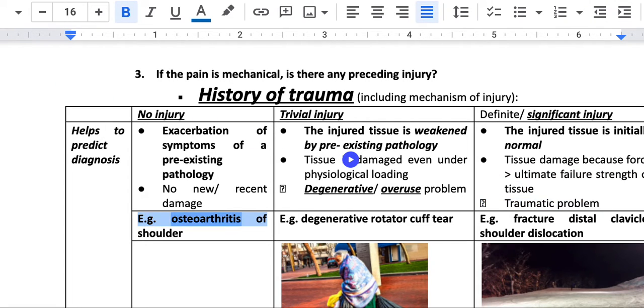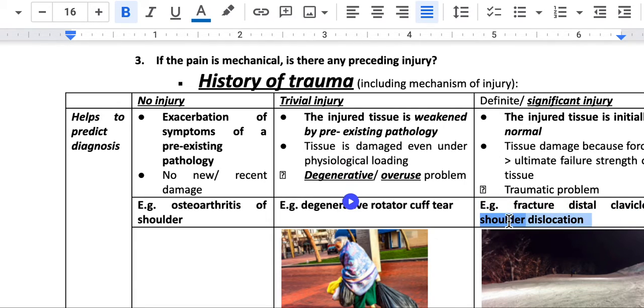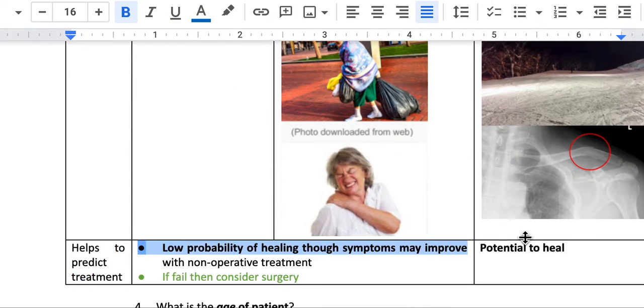That is a traumatic problem, e.g. osteoarthritis of the shoulder, degenerative rotator cuff tear, fractured distal clavicle, shoulder dislocation. It also helps to predict treatment. With a low probability of healing, symptoms may improve with non-operative treatment; if that fails, then consider surgery. Otherwise there is potential to heal. 4. What is the age of the patient?